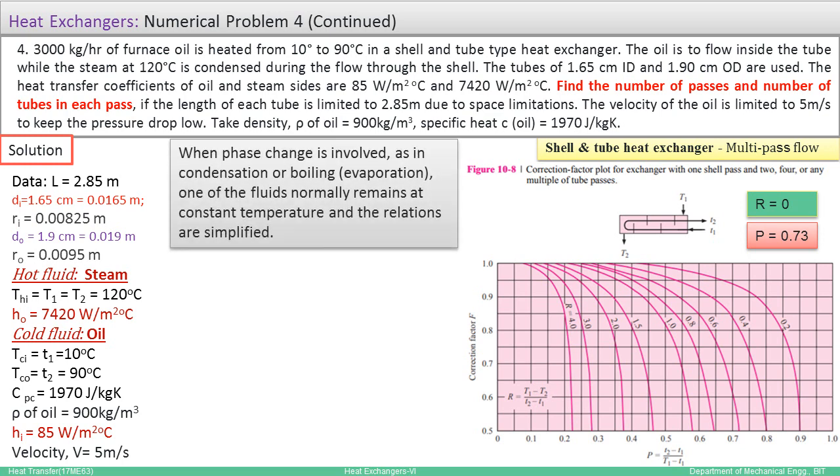When a phase change is involved, as in case of condensation or in case of boiling, one of the fluids definitely remains at constant temperature. In case of condensation, the hot fluid remains at constant temperature, whereas in case of evaporation, the cold fluid remains at constant temperature.